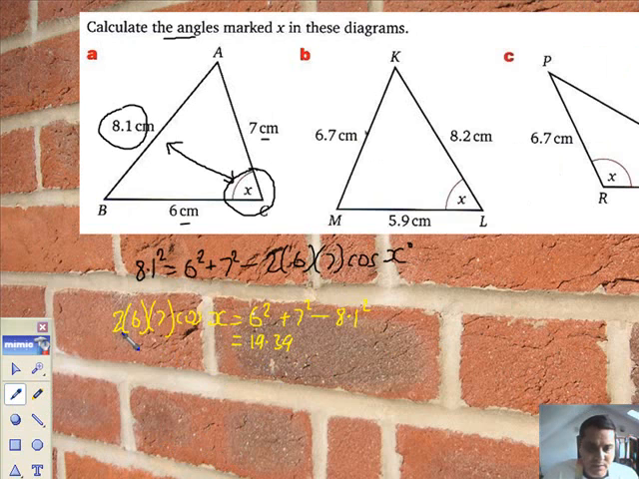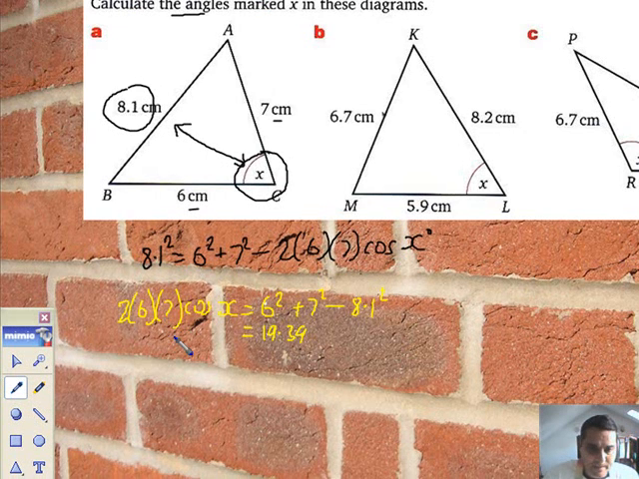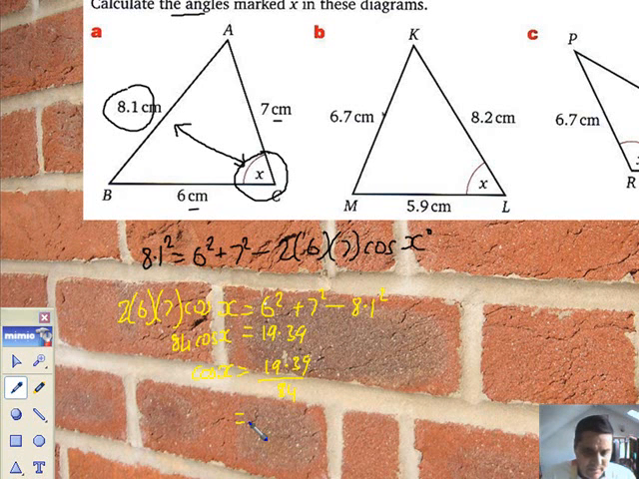So I've got 2 times 6 times 7. So that's going to be 12 times 7. So I've got 84 times the cosine of x equals 19.39. And already I've condensed it quite a lot. So the cosine of the angle we're looking for is going to be 19.39 divided by 84. And that's going to give us something or other.